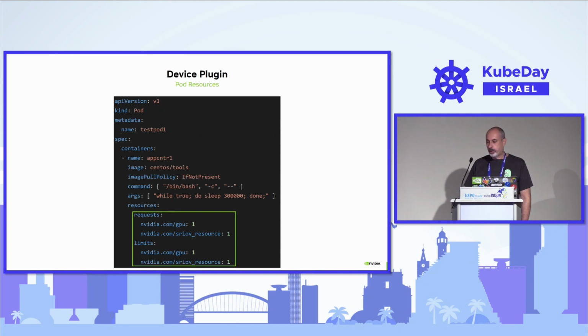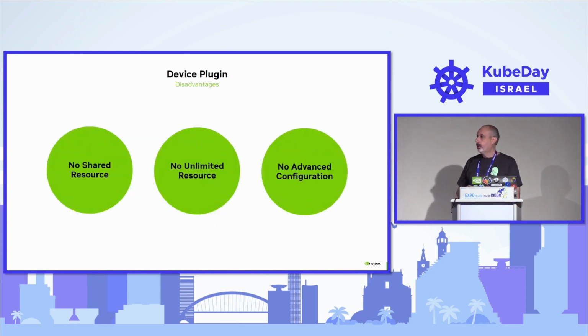So what are the issues with the device plugin framework? First of all, you cannot have shared resources. Let's say, for example, you have a GPU that is able to work with different workloads at the same time. Using a device plugin, you cannot do that. Why is that? Because resources don't have a name. It's just a number. So if you would like to request another one or use one that has already been created, you don't have the possibility to do that.